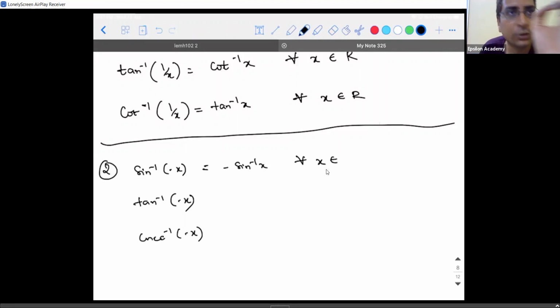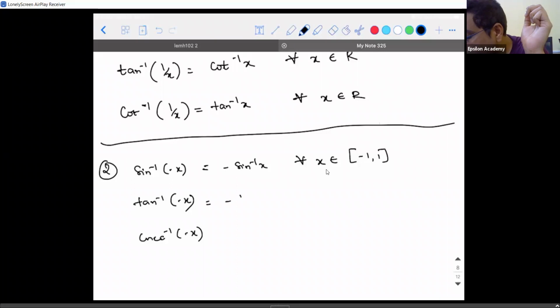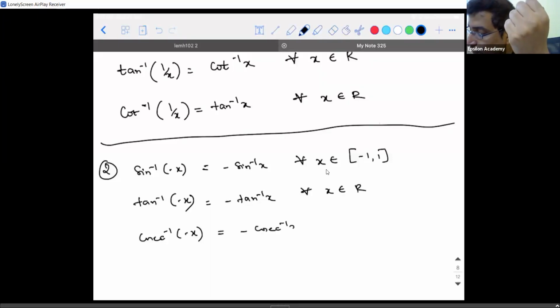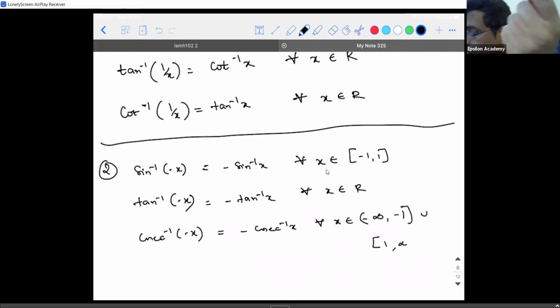Sine inverse of x, what are all the values of x you will substitute? Minus 1 to 1. So this is going to be minus tan inverse of x for all values of x that belongs to real numbers. Minus cosecant inverse of x for all values of x that belongs to minus infinity to minus 1 union 1 to infinity.